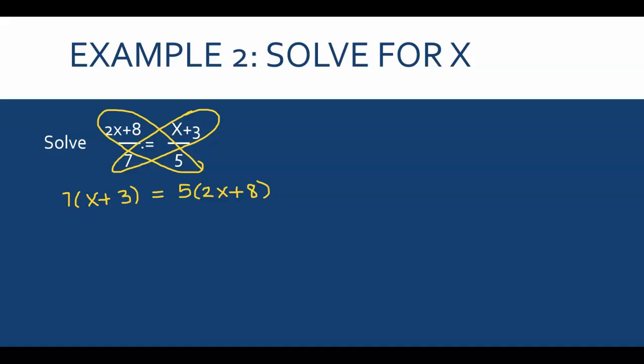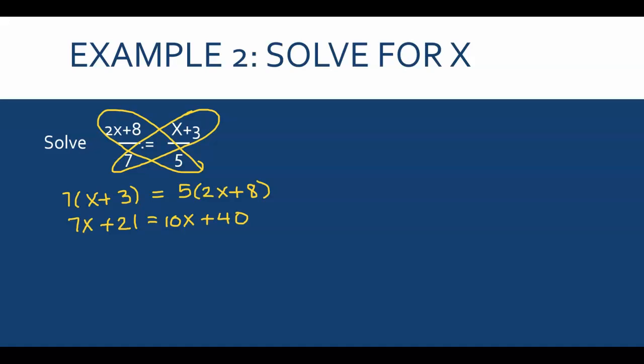Yes. So you get 7x plus 21 equals 10x plus 40. And exactly, now this is a multi-step equation. This is what we did in 2-4, maybe? 2-3?